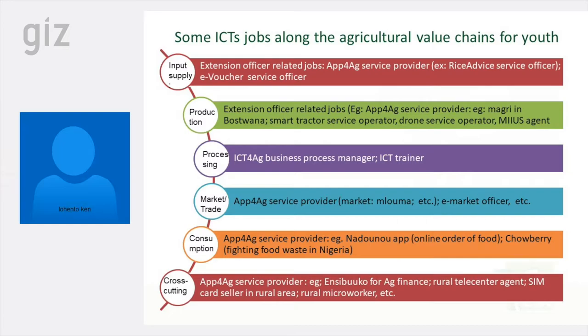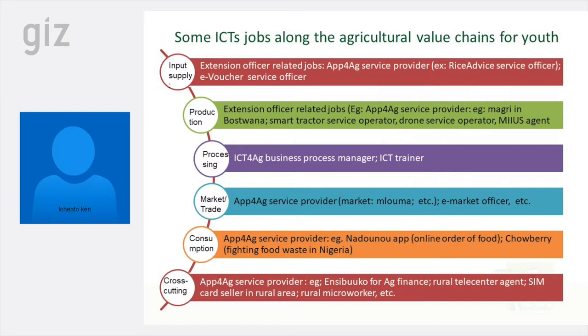Some youth who are working in those centres can use the Rice Advice platform to give advice to rice farmers. This advice is related to how they can use, for example, fertilizer so that they can have a better crop and improved production. And other platforms that are available can also be cited for this category of opportunities that we have. If we consider the production level, there are also many kinds of applications that we have.